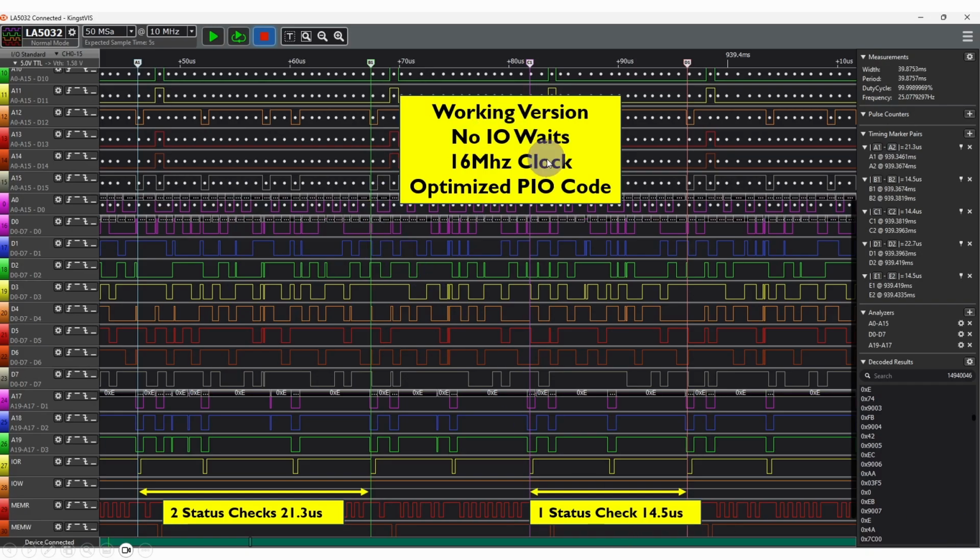Then finally, this is the working version, so this has no IO wait states. We're using the 16 megahertz clock, and we've also got the optimized code. And what you can see over here is when we're reading the first byte here, this did actually require 2 status checks. When we were doing 2 status checks, it was happening in 21 microseconds, but under normal circumstances, when there's only this is the data byte, status comes back okay, reads next data, we're actually able to read subsequent bytes in 14.5 microseconds. Now this is actually faster than what the DMA was running at, so hopefully with these improved timings we can now actually keep up.